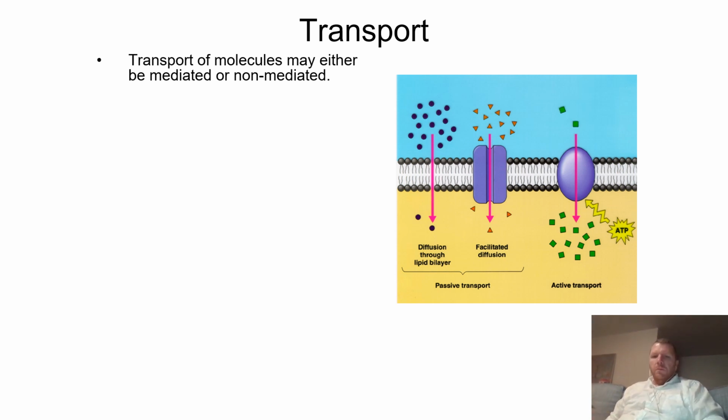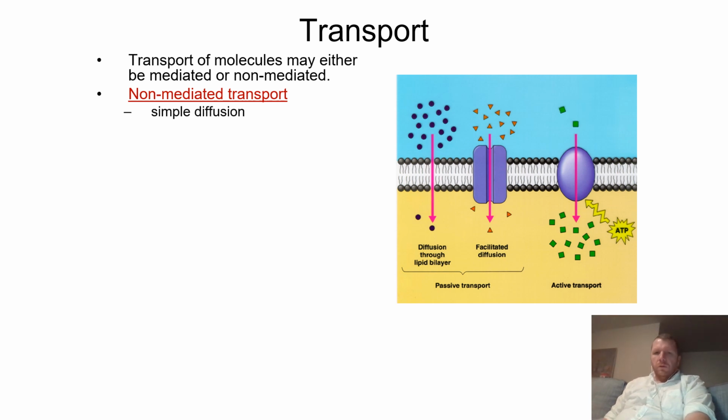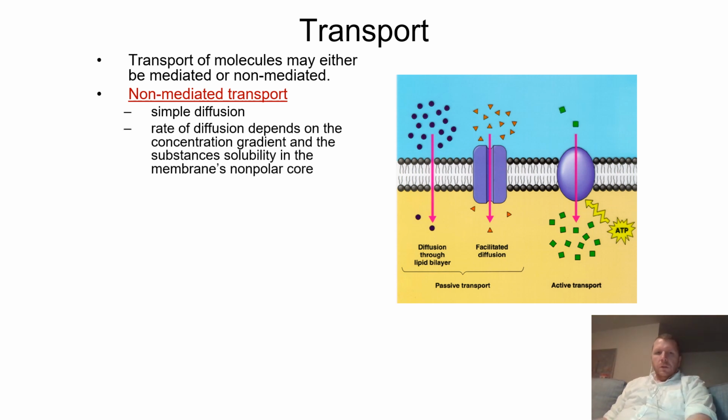Transport of molecules may either be mediated or non-mediated. Non-mediated would be something like movement simply across the membrane without any sort of membrane protein. Okay, non-mediated transport, simple diffusion. So it can simply move across the membrane without any sort of outside influence. Now, the rate of diffusion depends on the concentration gradient and the substance's solubility in the membrane's nonpolar core. So, how soluble is that molecule?